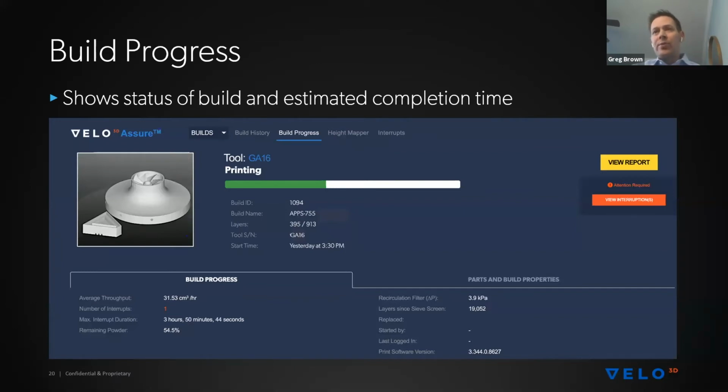Each build sort of comes with a simple page that looks like this, where it gives you indications of what was printing, what layers it was, tool serial number, start and end times, information on throughput, on what the consumables were during that thing, and then also were there any interrupts, were there any points during that build where something stopped, and being able to flag those to the user.